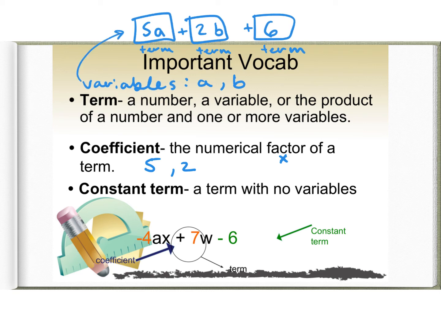And then in the top one, what is a term with no variable? Well, constant is a term with no variables. So what's a constant in my top equation? 6. So coefficients are numbers that are being multiplied to your variable. Constants don't have a variable. Do you guys have any questions here?